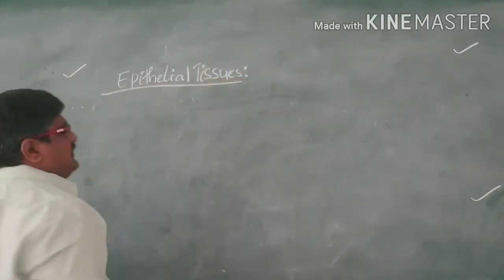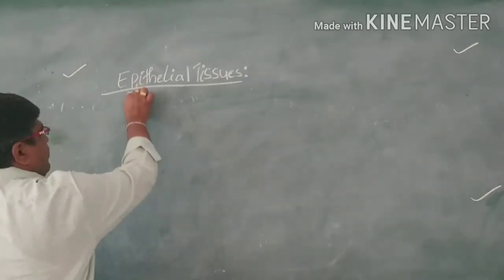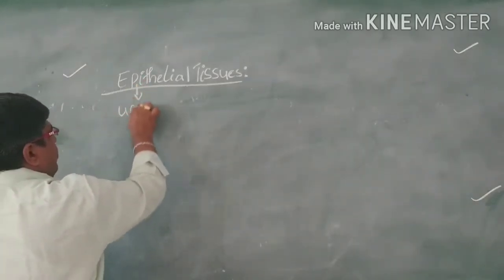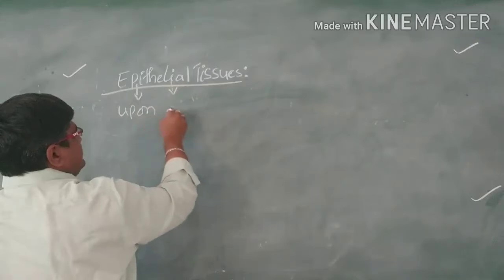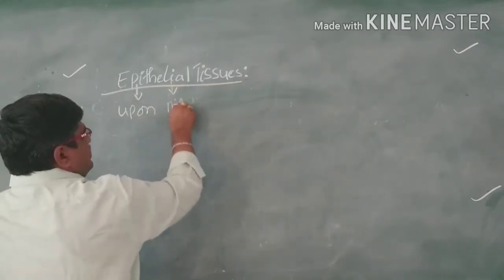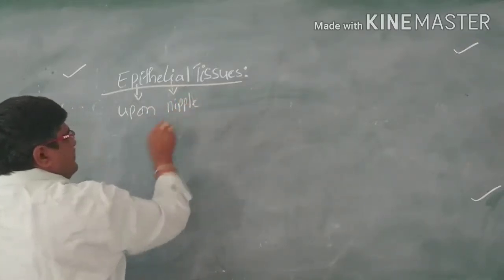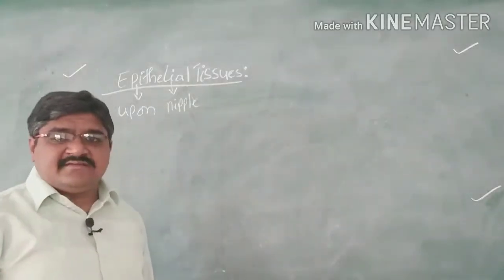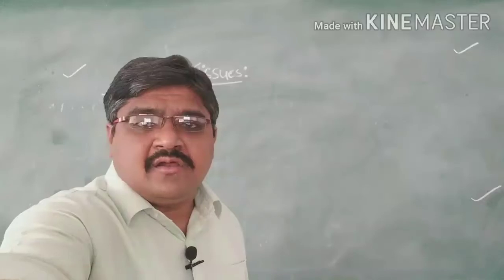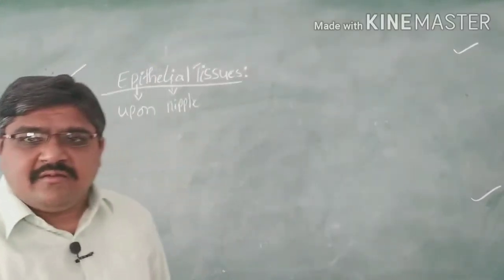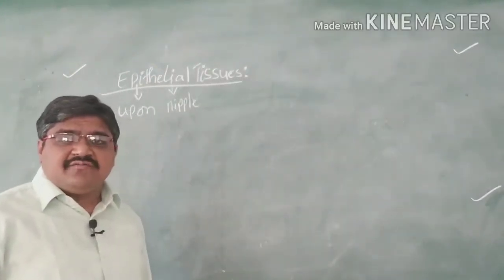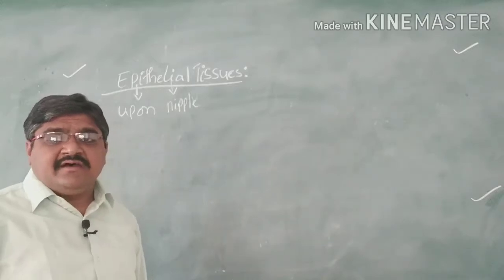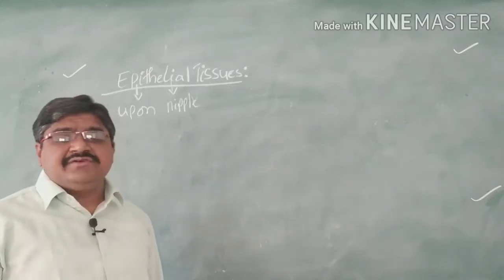Here, epithelial: epi means upon, thelial means cell layer. So these are the tissues which are present upon the body. Such types of tissues which are present upon the body are called epithelial tissues.